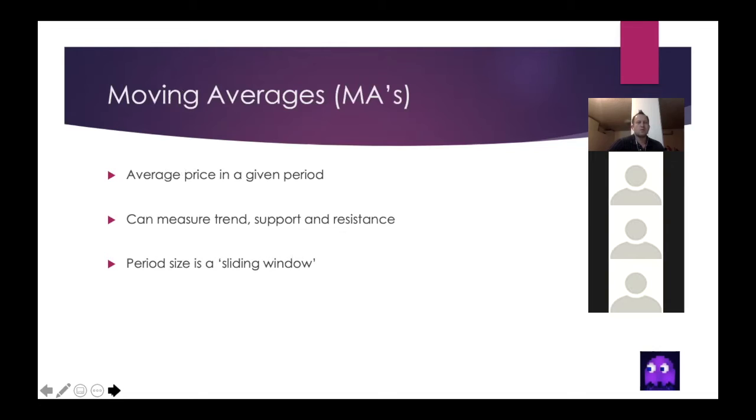Okay, so what are moving averages? This is the first one that we're going to discuss here in our list of indicators, because moving averages are probably the most used and the most well understood. A moving average is just the average price in a given period. This can measure trend, support, and resistance, and the period size is called a sliding window.